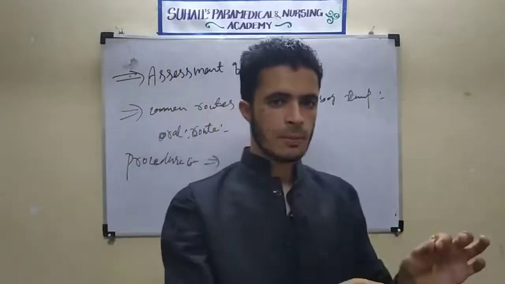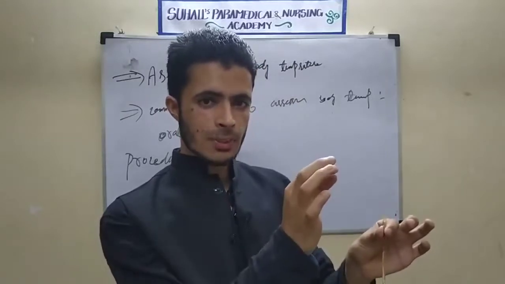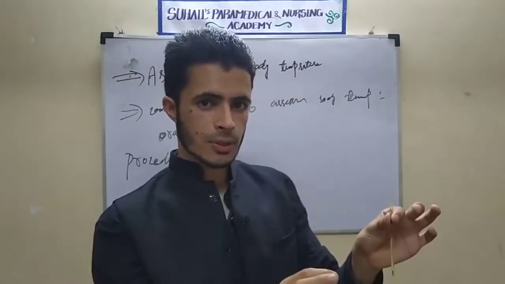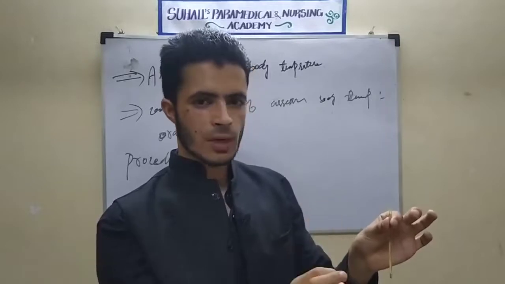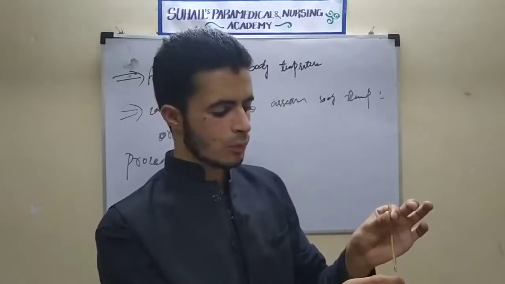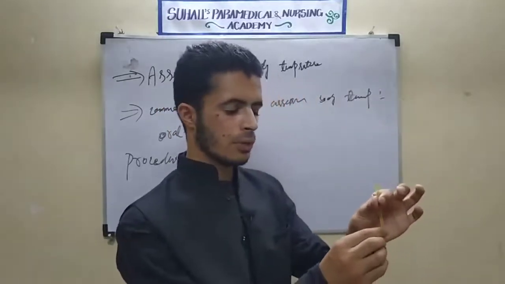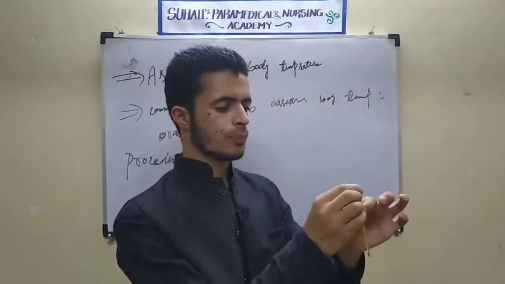When we are wiping the thermometer, we shall go from less contamination to high contamination. So the wire is less contamination, and the bulb is high contamination. Before the procedure, we will go from bulb to head. Suppose this is the tissue. I have taken the tissue. I will wipe in a circular motion from bulb to head.